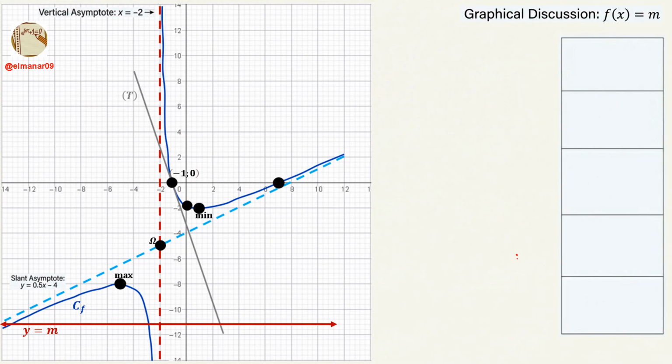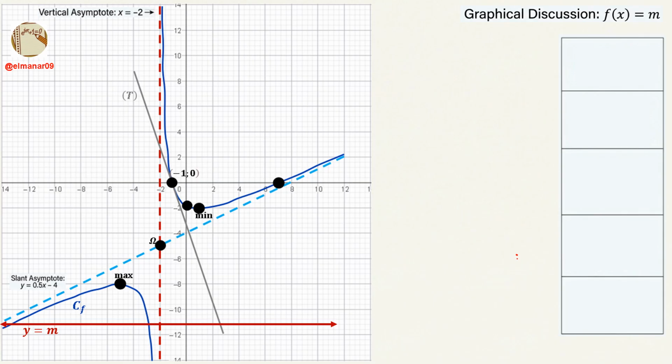Last time, we spent a lot of time breaking down how to find those asymptotes and identifying the local extrema of our function. We talked about where the function climbs and where it takes a dip. Now, we're going to take all that hard work and put it into action with a real graphical discussion. This is the moment where we see how many times a horizontal line, y equals m, hits our beautiful curve. It's like we're scanning the graph from bottom to top. You ready? Let's get into it.